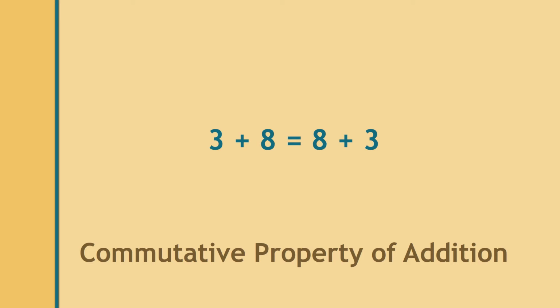So here's the example here. We can say 3 plus 8, or we could say 8 plus 3, and it would equal the exact same thing. Both 3 plus 8 and 8 plus 3 equal 11. So that is the commutative property of addition. Another way that we can say it is A plus B equals B plus A. It doesn't matter what order we write them in, they equal the same thing.